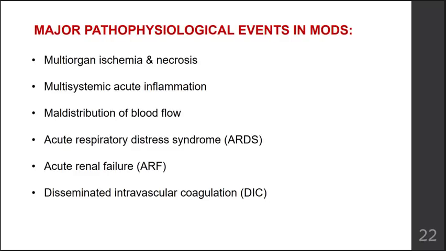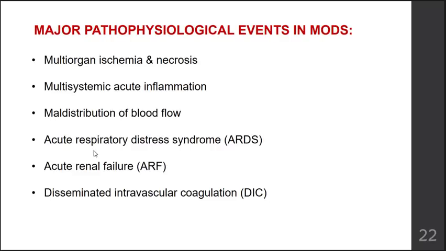Two, multisystem acute inflammation. Ischemia will eventually result in inflammation throughout the body. Three, blood will be diverted to vital organs when shock happens at the expense of organs that are not considered vital. So that's that maldistribution of blood flow, which we know is common in the events of shock.